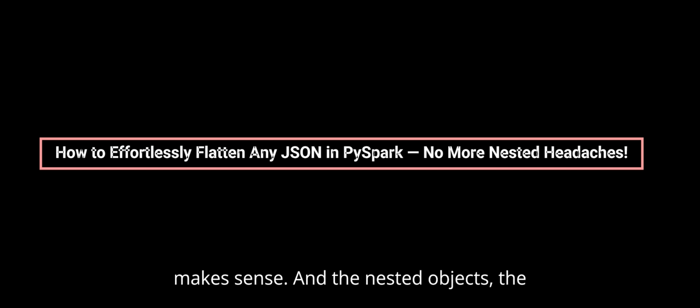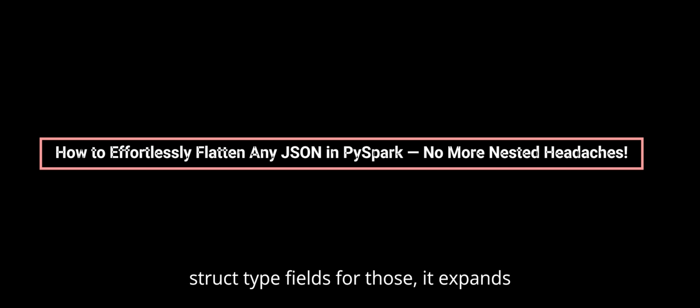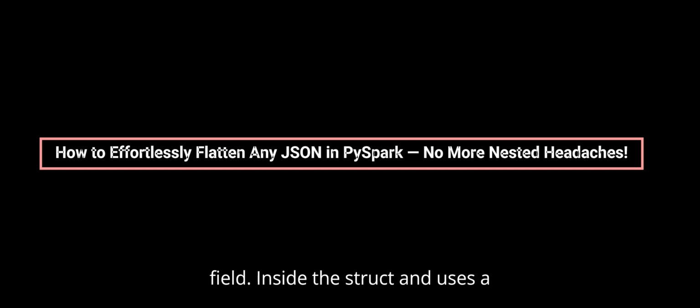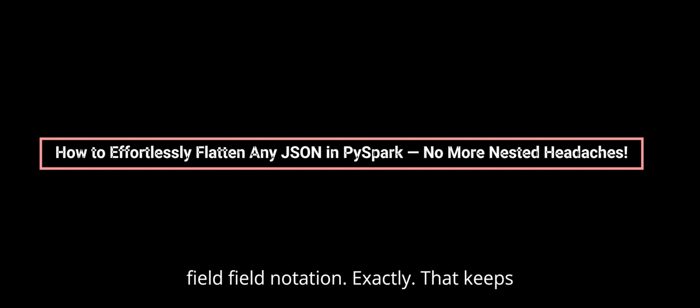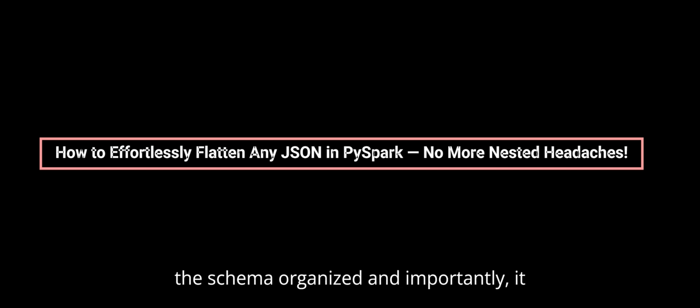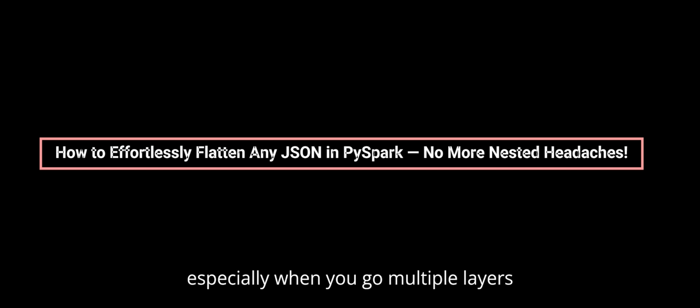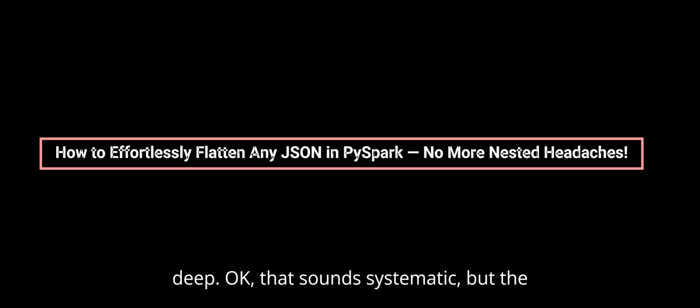And the nested objects, the struct type fields? For those, it expands them out. It creates new columns for each field inside the struct. And it uses a smart naming convention, like a parent field dot child field. Dot notation. Exactly. That keeps the schema organized, and importantly, it stops column names from clashing, especially when you go multiple layers deep. Okay, that sounds systematic.